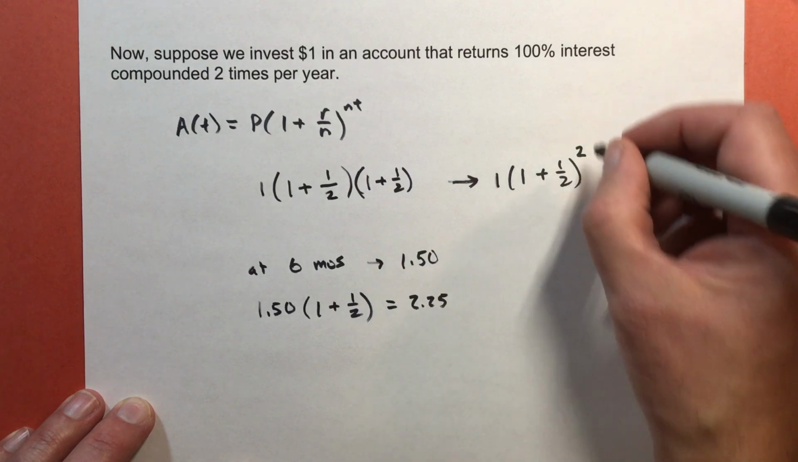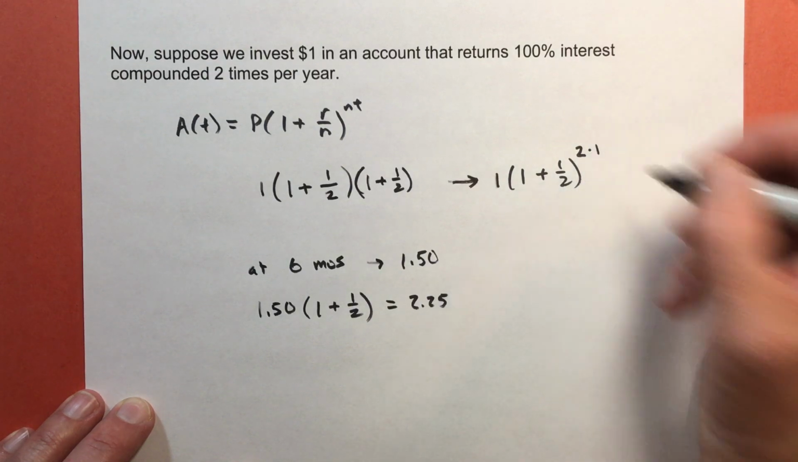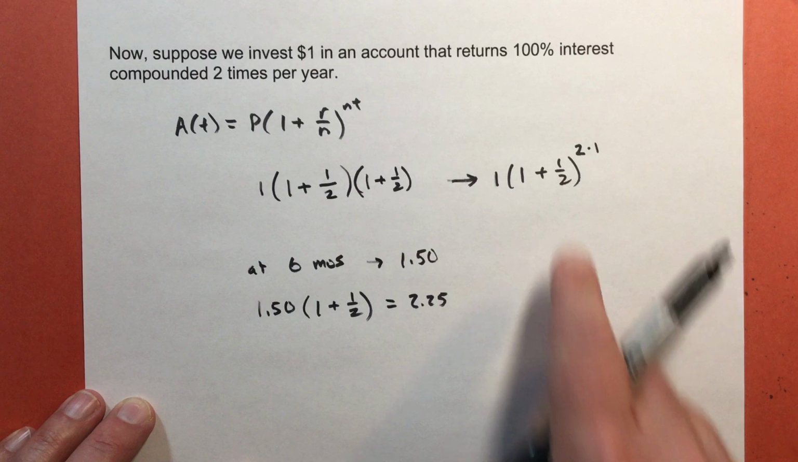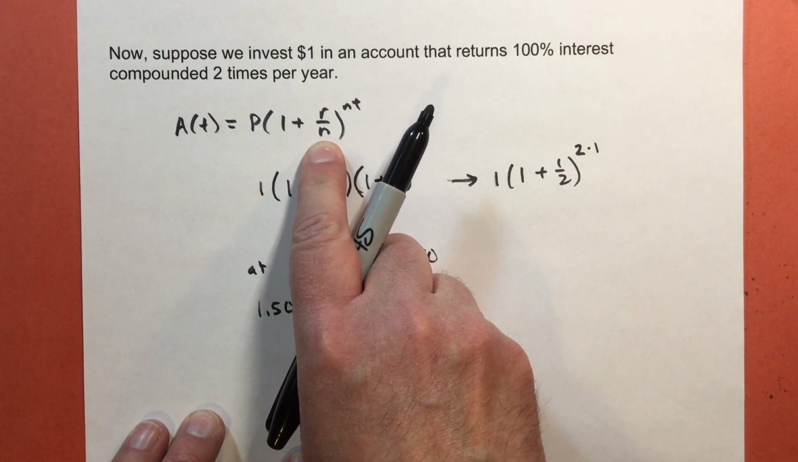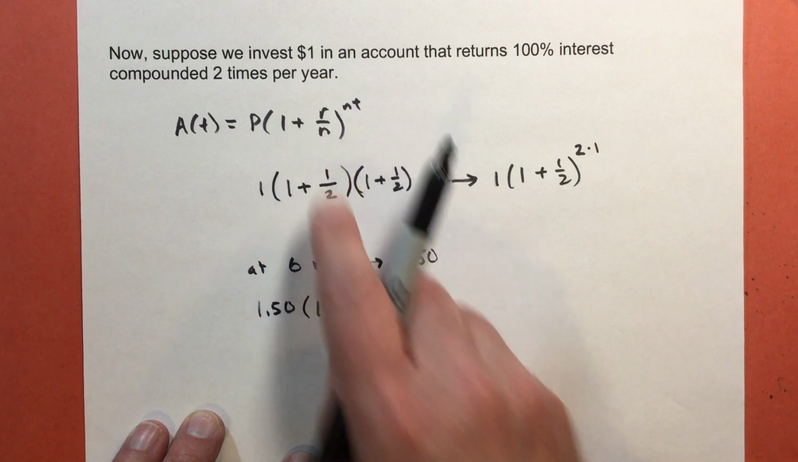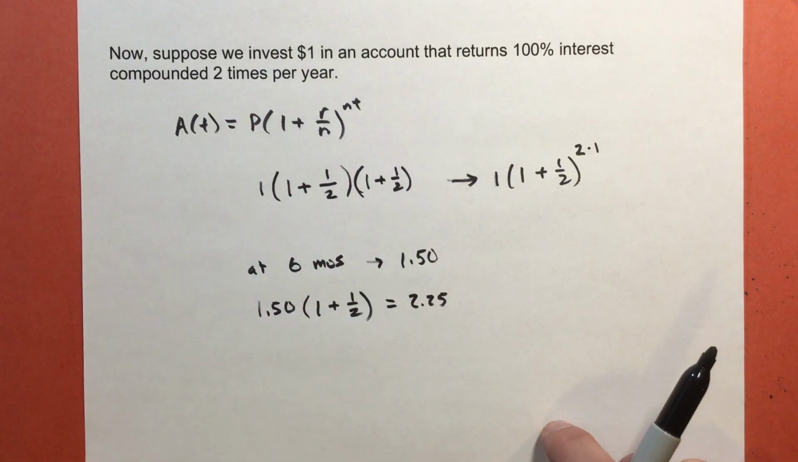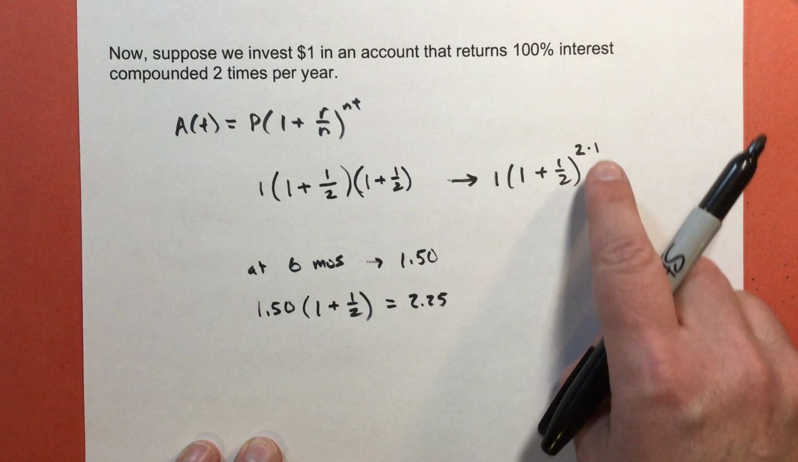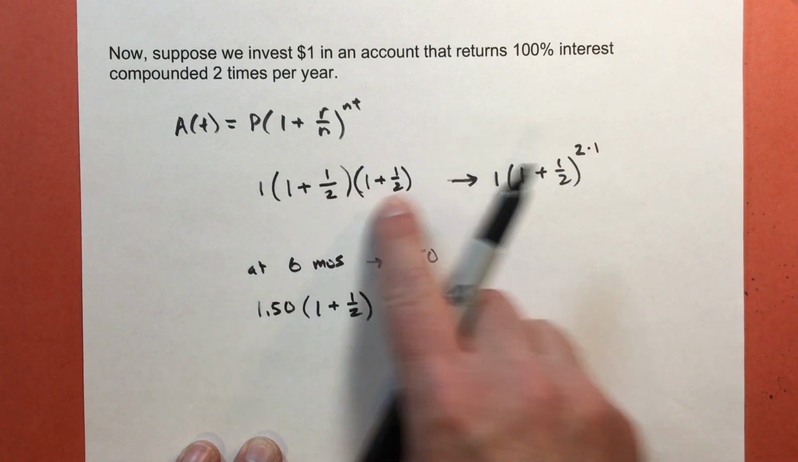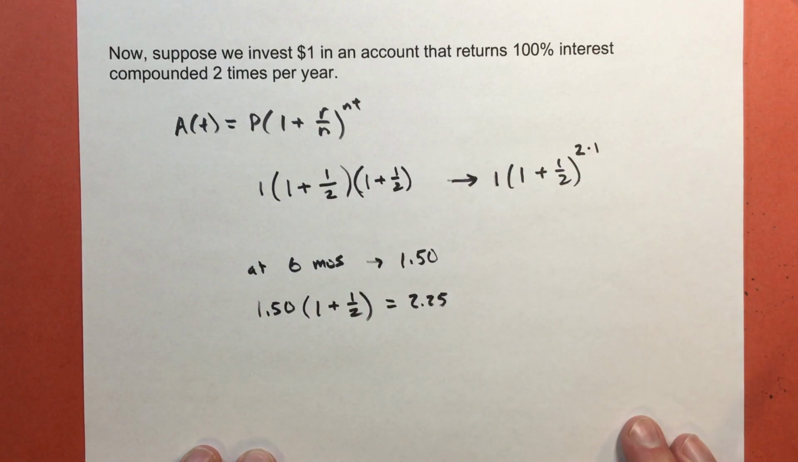And of course, I'm still going to have my t equals 1 because I did 1 year. Now, what does this mean? The n tells me how many times I calculated interest. I calculated interest twice. Once at the halfway point, 6 months, and again at the end of the next 6 months, which is the entire year. How many times did it calculate the interest? Twice. That's why I did it twice here. That's why my exponent is 2.